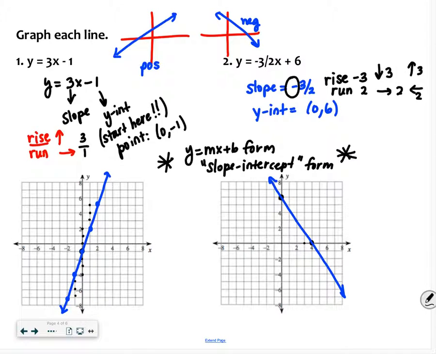So on the last ones, I could have done a t-table, right? If I wanted to do a t-table for the first one, I could plug in different values for x, and I could get points. So if I plug in 0, I get -1. Do you see what I'm doing here? If I plug in 0, I get 3 times 0 minus 1, which gives me a -1 for the y value.